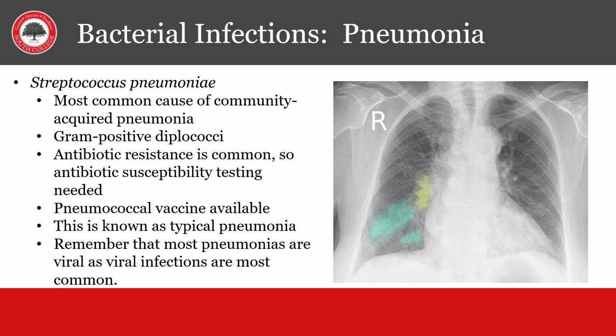Streptococcus pneumoniae is the most common bacterial pneumonia and is a typical pneumonia, meaning it presents like we would expect with fever, productive cough, and x-ray showing an opacification like the one here, colored for your convenience. Remember, though, that most typical pneumonias are viruses, not bacteria.